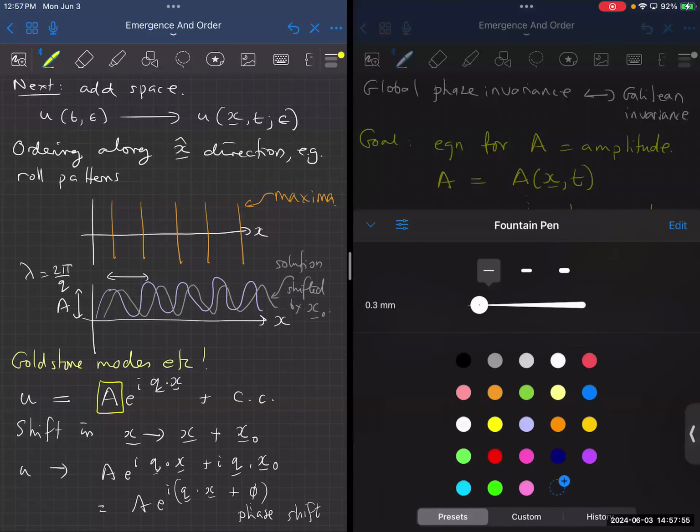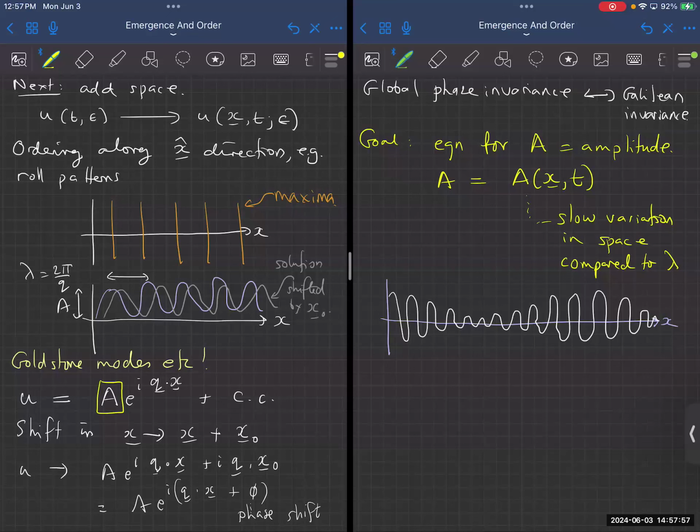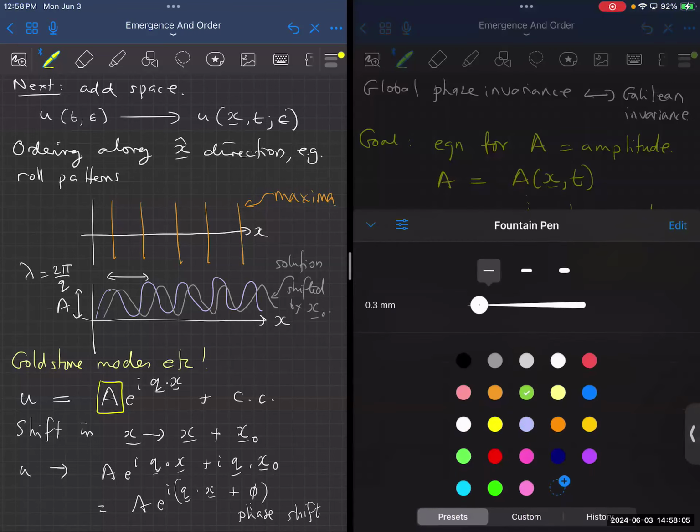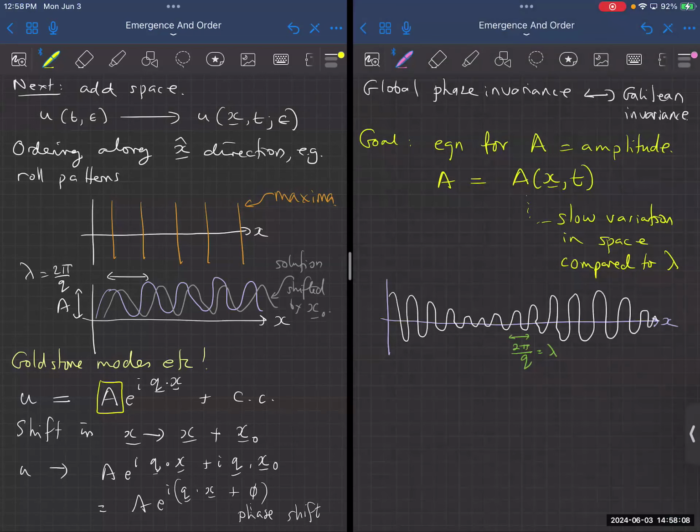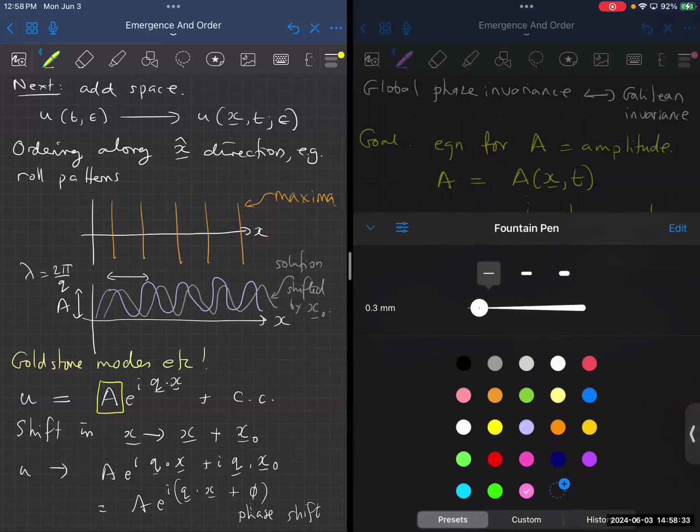Something like that. And then this scale here is 2 pi over q, which is the scale lambda. And then if I want to write what is the amplitude, well, the amplitude is this envelope that I'm drawing like this. So that's the amplitude. So we want to know what is the equation for the amplitude.